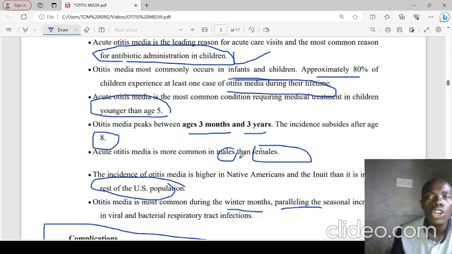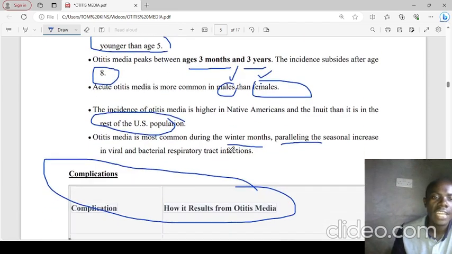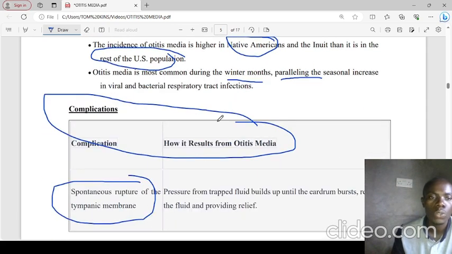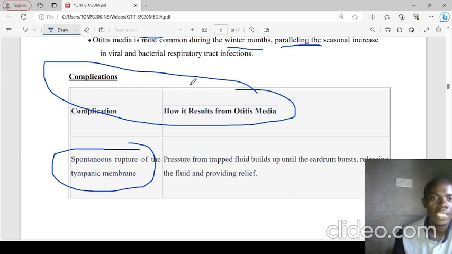Otitis media is more common in males than females. And the incidence of otitis media is higher in Native Americans compared to the rest of the population in the US. Otitis media is most common during winter months, and it normally parallels the seasonal increase in viral and bacterial respiratory tract infections. So what are the complications of otitis media?